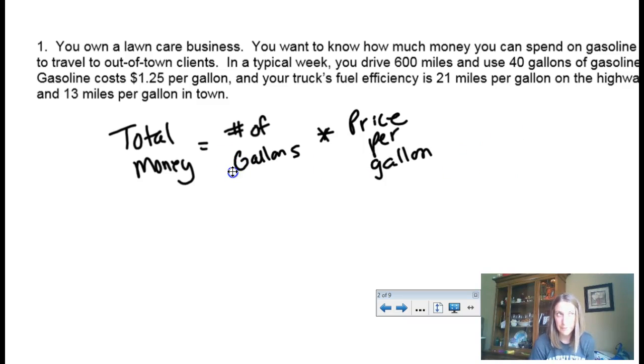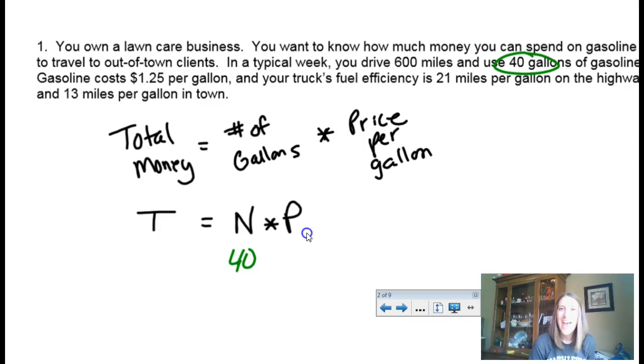So now I'm supposed to set up variables to represent all these things. So total T sounds good. Number of gallons, let's say N, and then times price per gallon. How about P? Now I go back and look at the information they gave me. So we use 40 gallons of gas. That is the number of gallons. And then the price per gallon is $1.25. I wish. And the total is actually what I want to find. So I'm going to leave that as a variable. And then I grab my calculator and I type 40 times $1.25 and I get $50.